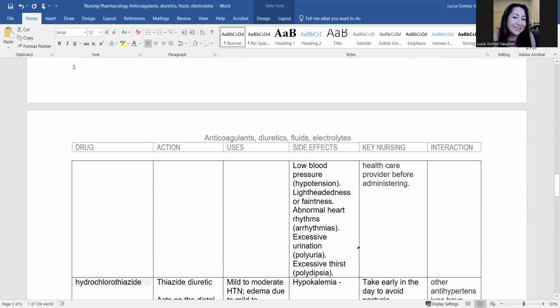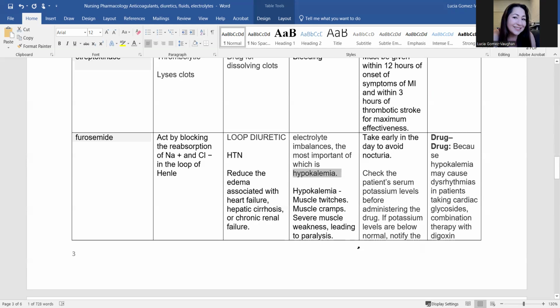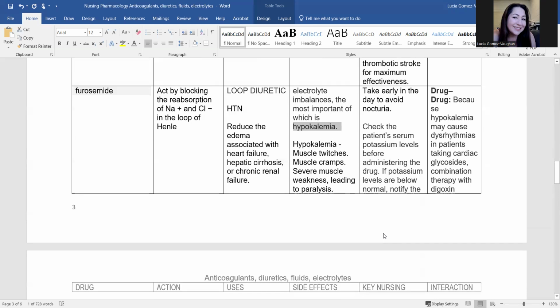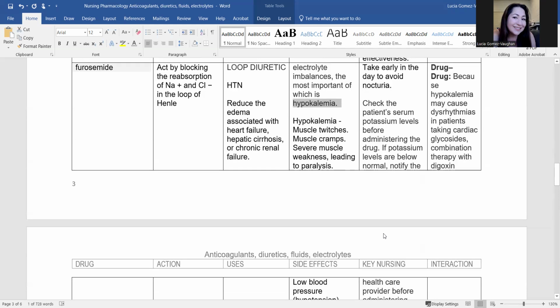With any diuretic, if we can, we want to give that early in the day or in the morning to avoid nocturia, or our client having to get up in the middle of the night to urinate, disrupting their rest. Nursing, we want to check the potassium level before administering the drug. If the potassium levels are below normal, notify the healthcare provider before administering the drug, because hypokalemia may cause dysrhythmias in patients taking cardiac glycosides, combination therapy with digoxin.